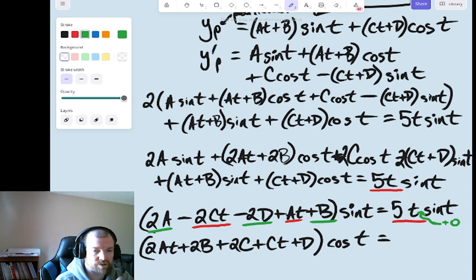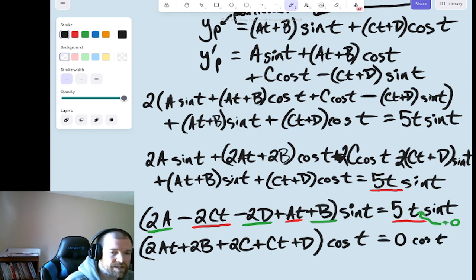So this is going to create two equations. Then on the cosine side, we don't have anything on the right, so this is going to be a 0 cosine of t. You don't have to do that necessarily.